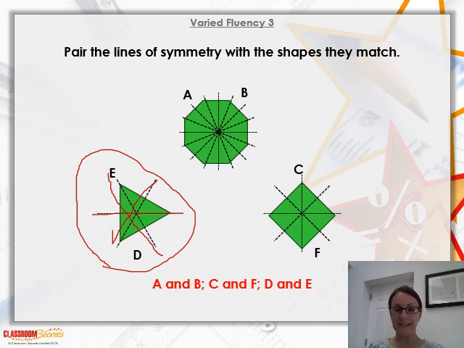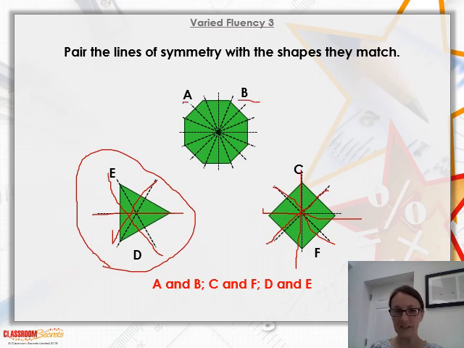F and C will go together because I have a square, it has 4 sides, and I can see I've got 1, 2, 3, 4 lines of symmetry. Remember, it's a regular shape, same number of lines of symmetry as it has sides, so 4. And here, of course, I have A and B.